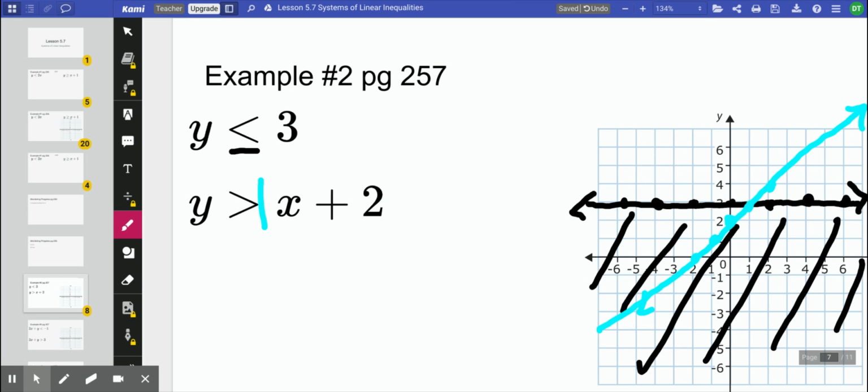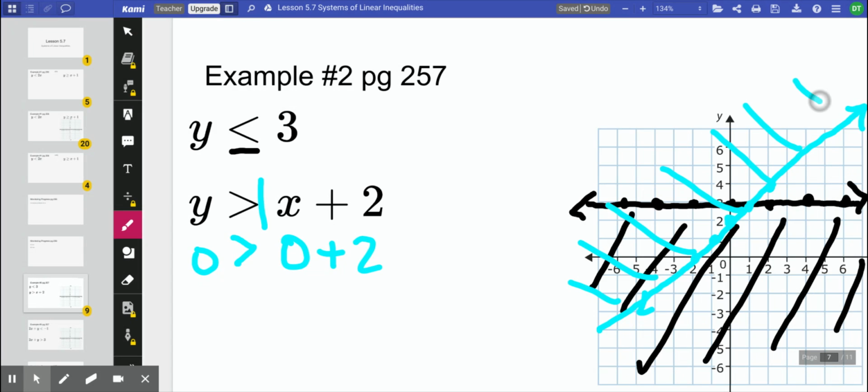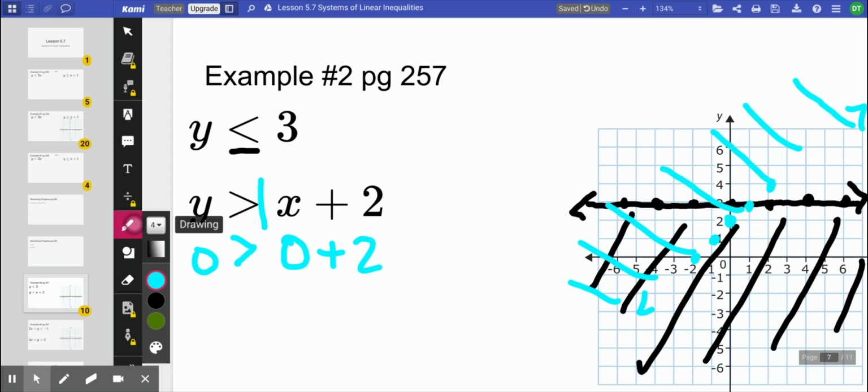So let's check 0. Is 0 greater than 0 plus 2? No. So the origin is not part of the solution. So we're talking this side. And oh, I messed up. That line is equal to, and I need a dashed line that is only greater than, so it gives me a chance to fix that ugly line.